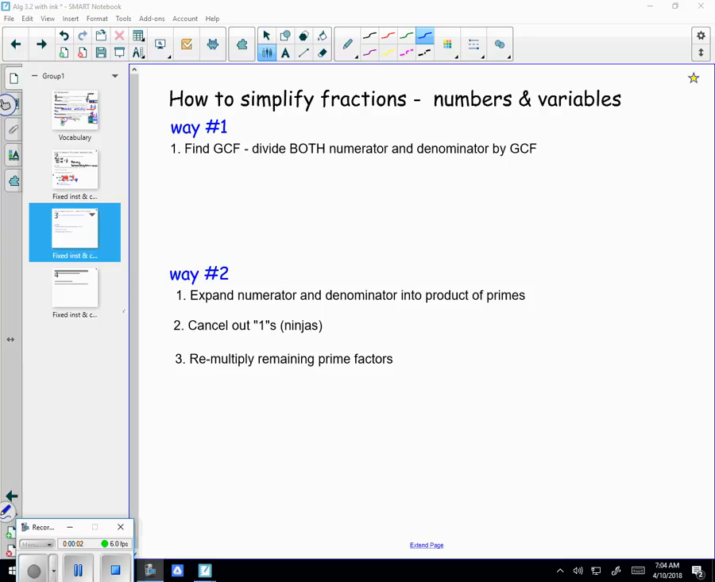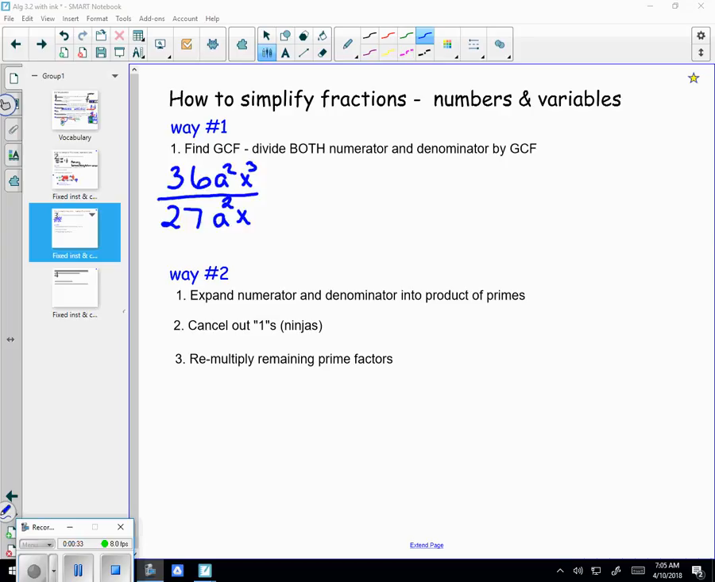How to simplify fractions, numbers, and variables together. There's two ways to simplify fractions with both numbers and variables. The first is just find the GCF and divide both the numerator, top, and denominator, bottom, by the GCF. The second way has 3 steps: expanding your numerator and denominator into product of primes, canceling out the ones, and remultiplying prime factors. Let's look at an example for way number 1.